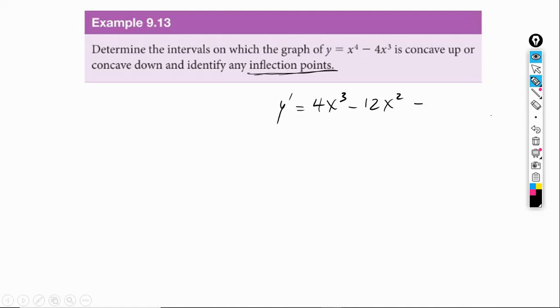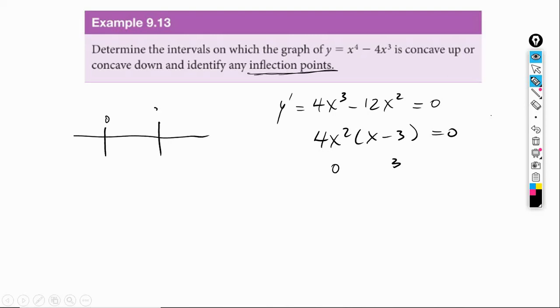So we set this equal to 0 again, just to see where the slope of this graph is 0. Let's factor out 4x squared, and we get x minus 3. Setting this equal to 0, we see that the solutions for this equation are x equals 0 and x equals 3. So let's test those values: 0, 3, infinity, and negative infinity.